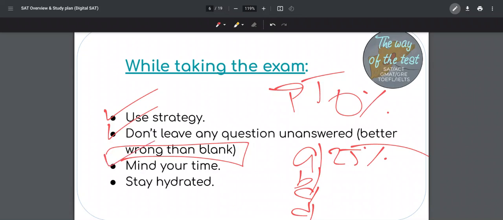Another important thing is that you have to mind your time. You want to know how long it takes to solve every question, and most importantly, you want to know how long it takes to get through half of the exam and then perform for the other half of the exam. And finally, you want to stay hydrated while you're taking the exam or the practice test.